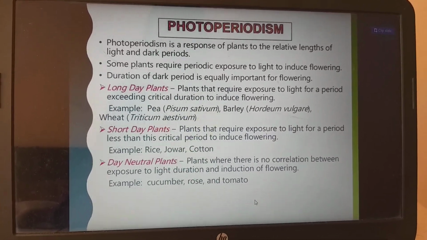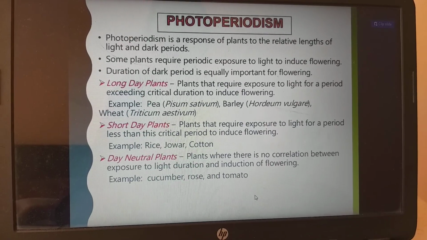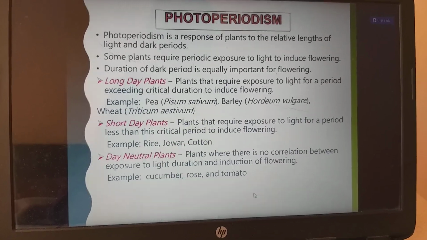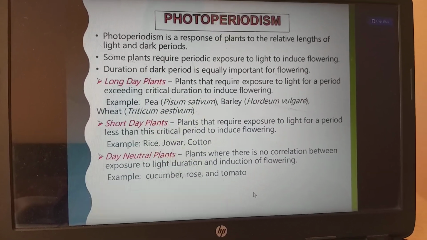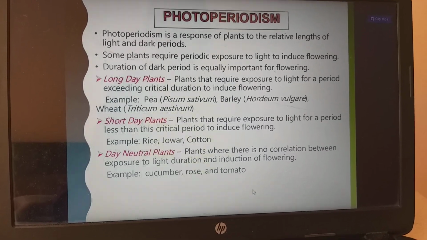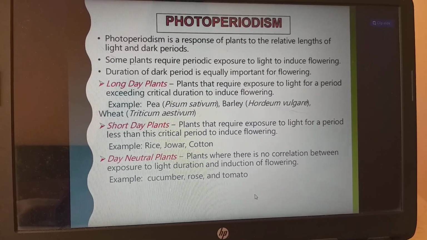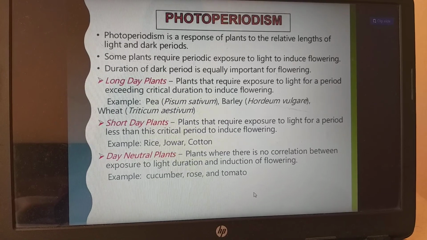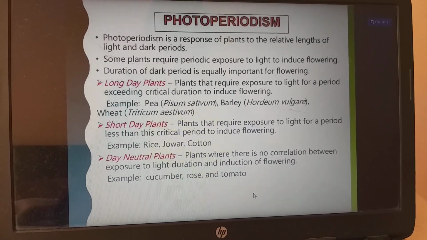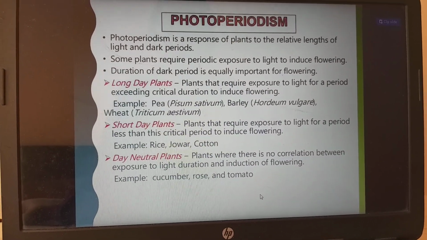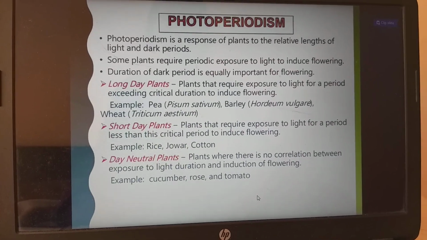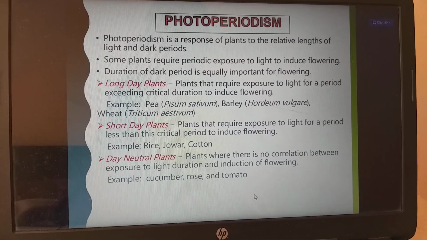Short day plants are plants that require exposure to light for a period less than this critical period to induce flowering, for example rice, jowar, cotton. It means they need a short time for flowering. Day neutral plants are plants where there is no correlation between the duration of light exposure and induction of flowering, for example cucumber, rose, and tomato.